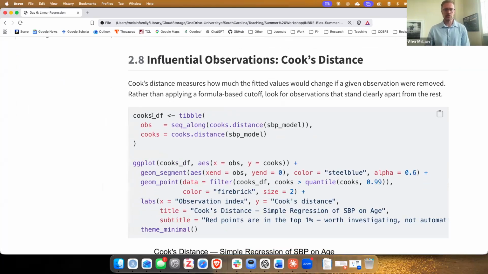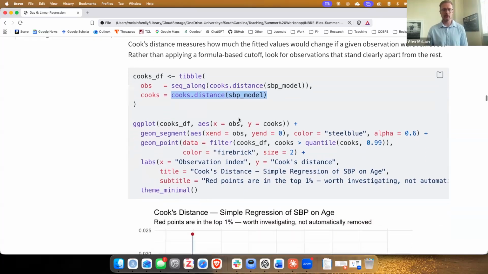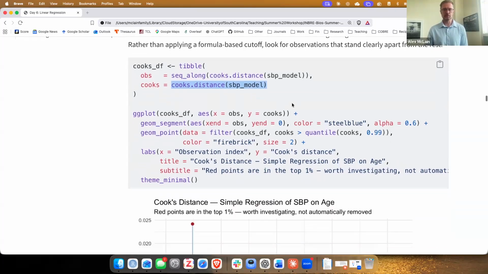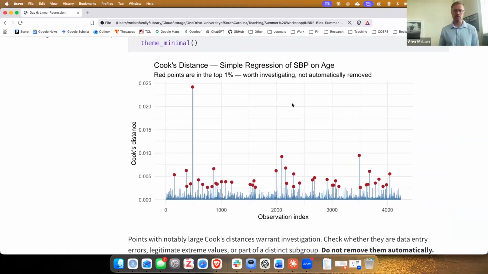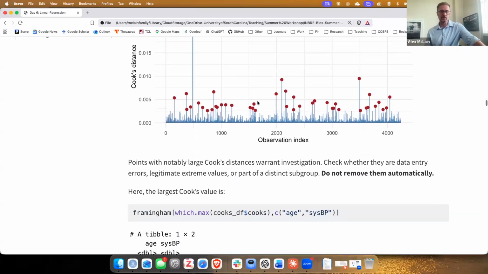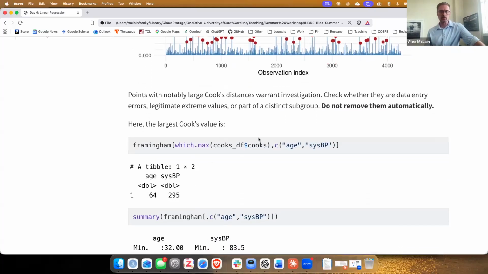Okay, so here's some code where we're getting the Cook's distance for every observation in our study. You can see the code to do that. And then we're going to plot these Cook's distances by the observation number. And you can see what they look like right here. So we do have somebody here that has a particularly large influence on our regression line, the simple linear regression of systolic blood pressure and age. Let's take a look at this particular person.